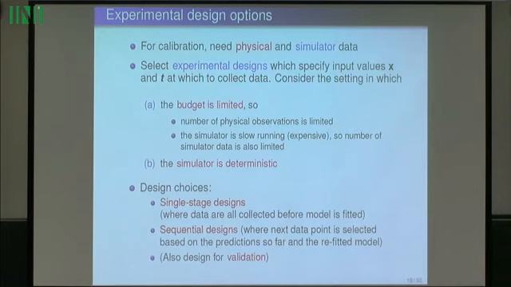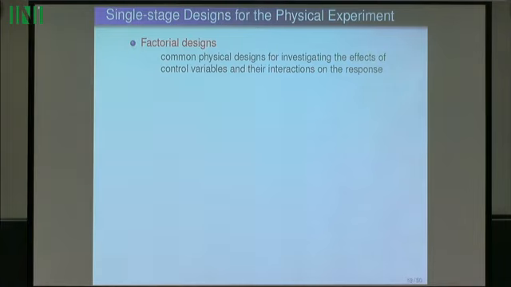Okay, design choices. I can decide which set of x's and t's I'm going to observe at the beginning and just do the whole experiment, or I can do this sequentially. And for the problem that I set out at the beginning, it's probably better to do this sequentially, but let me just say a little briefly about single stage designs, if you had to design everything up front, hand it over, and have somebody else run the simulator.